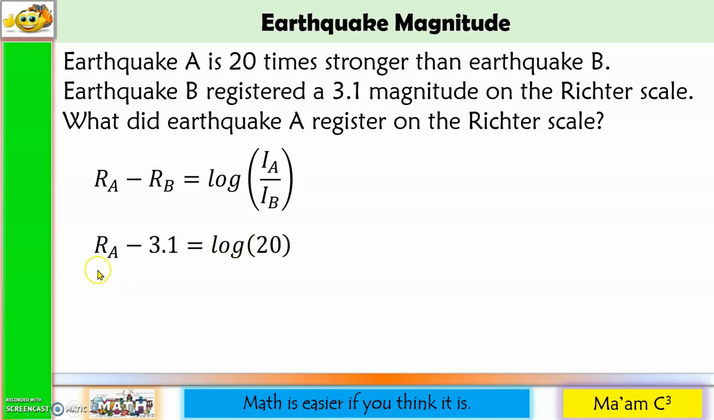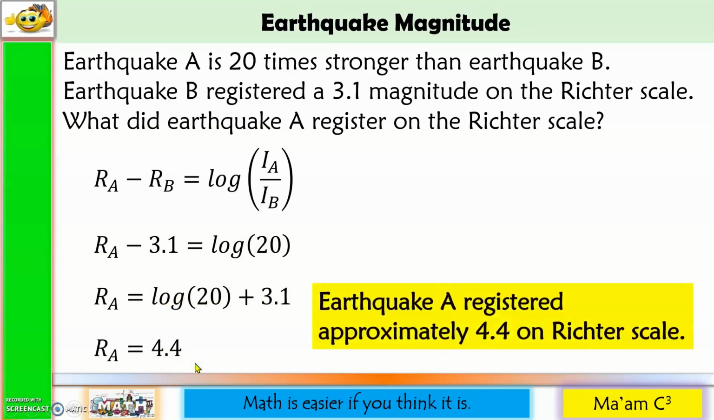Since we are asked to determine the magnitude of earthquake A, let us move negative 3.1 to the other side. Logarithm of 20 plus 3.1 is equal to 4.4. So, earthquake A registered approximately 4.4 on the Richter scale.